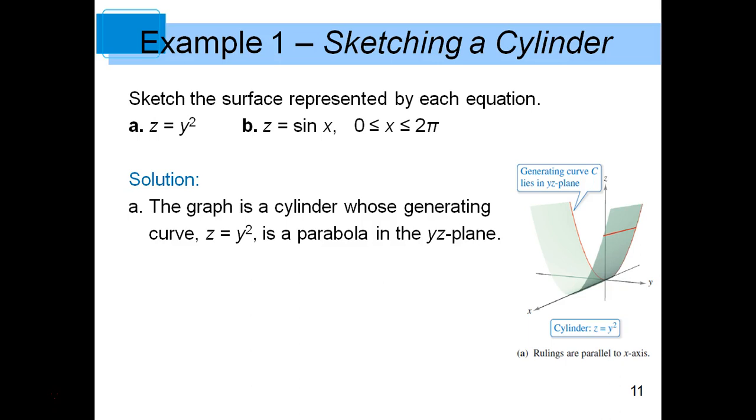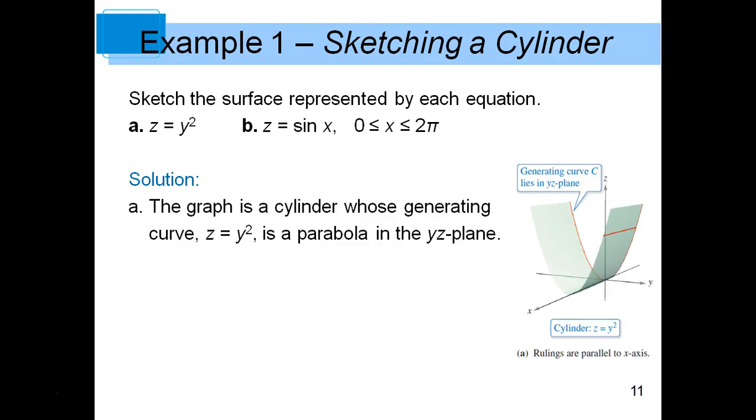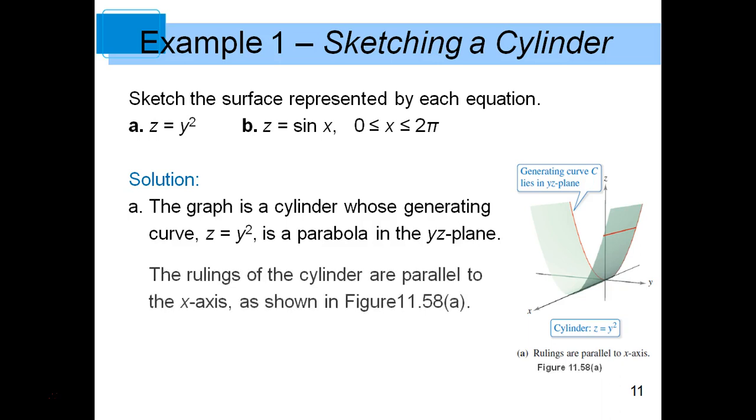If we fold it a little bit, I have z equal to sine of x. So I have a wave in the xz plane, and you notice in the equation, if I go back, I have z and x in my sine of x, so I'm in the xz plane. I had z and y in the parabola, so I'm in the yz plane.